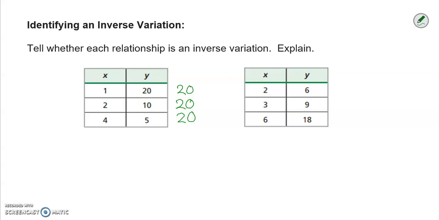Okay, so we have now found our k, or our constant of variation, because if we rewrote that equation we wrote earlier, y equals k over x, we can just rearrange it so k equals y times x. So that's where we're getting that k value from. We're multiplying x and y together to get our k. And since our k is constant, and it doesn't equal 0, this is definitely an inverse variation.